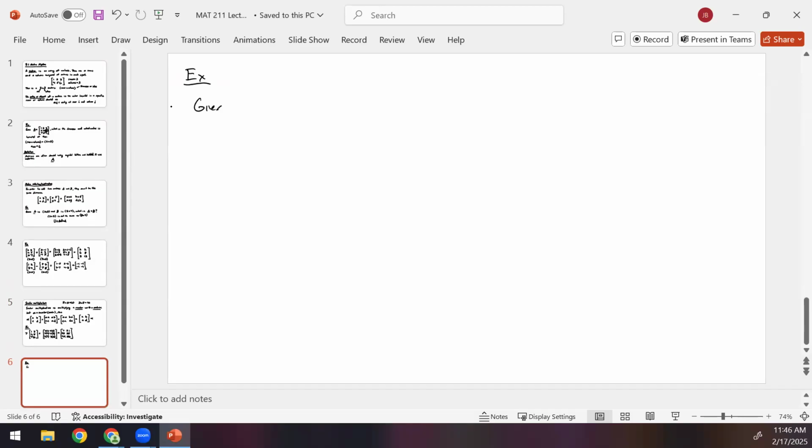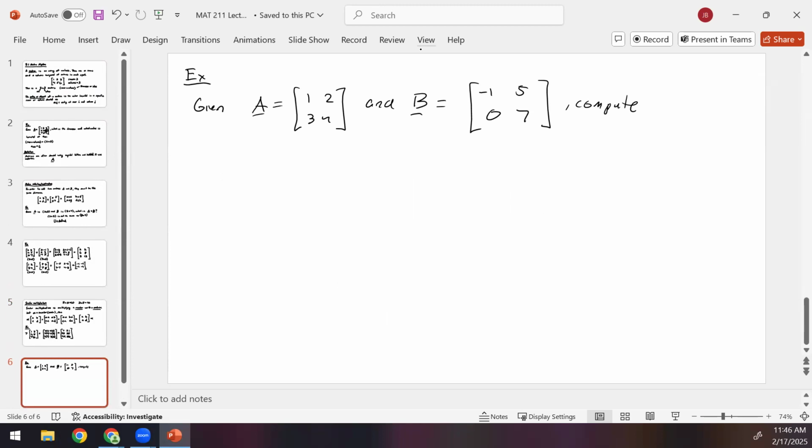So given A is equal to 1, 2, 3, 4, and B is equal to -1, 5, 0, 7, compute 2A minus 3B.